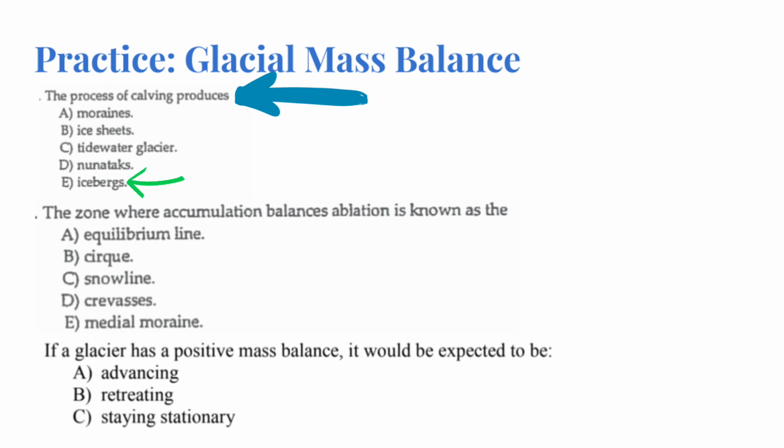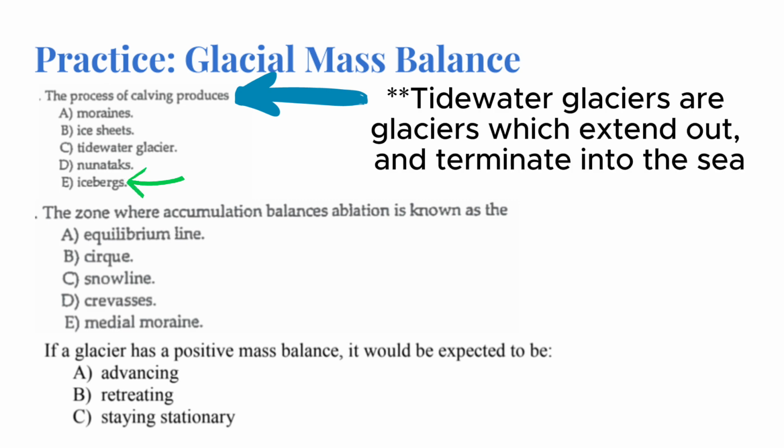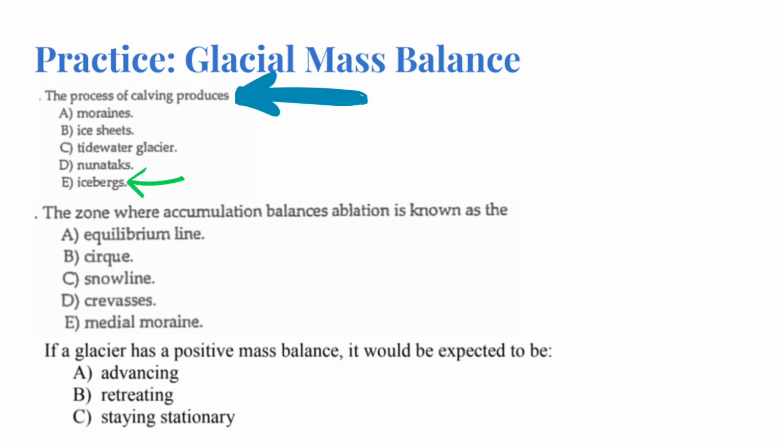Ice sheets are areas that are more than 50,000 square kilometers, and therefore it's not the answer. C, we don't really need to know what that is in order to answer the question. D, nunataks, they're basically summits or mountains that are surrounded by glaciers, but they protrude out. Again, it's not the answer. So I think for this, it's just easier to memorize the definition and just know that calving may produce icebergs. So the answer is E.